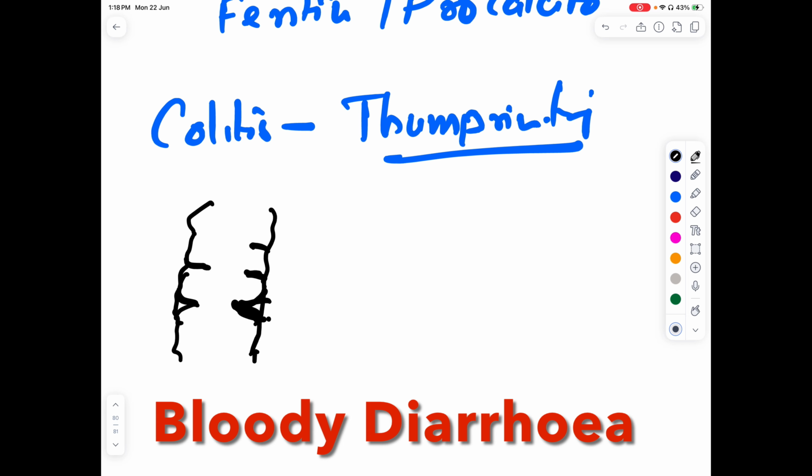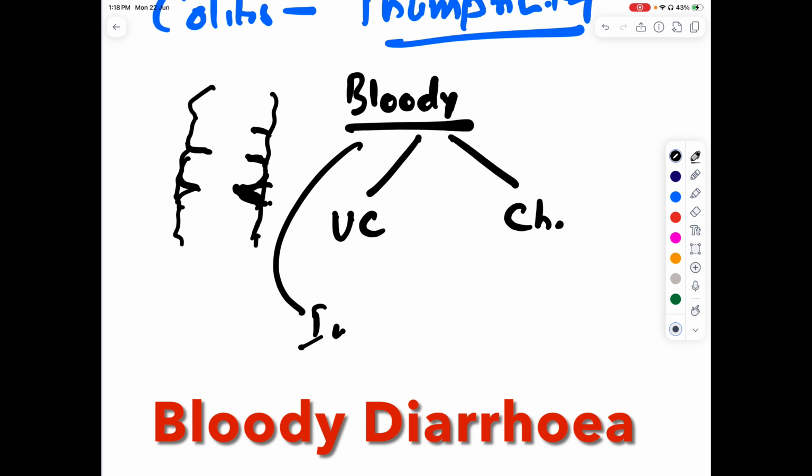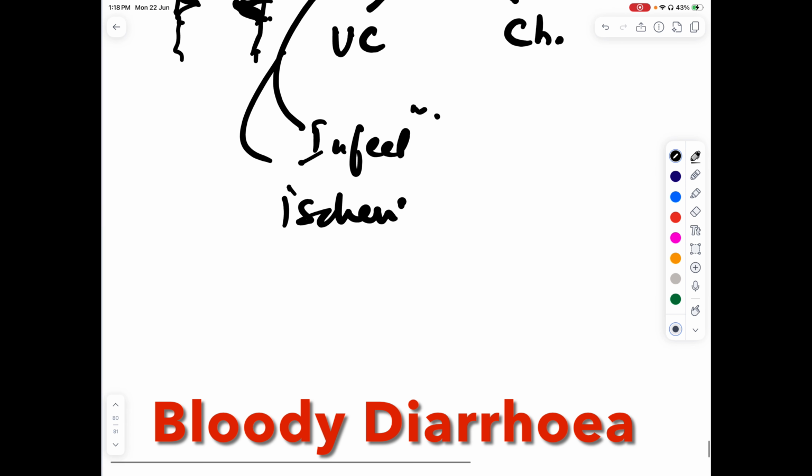So it indicates colitis. What are the common causes of bloody diarrhea? So bloody diarrhea, it can be ulcerative colitis, Crohn's disease. These are two common things. Ischemic, or it can be infections. Ischemic colitis, carcinoma colon, angiodysplasia, and all that.